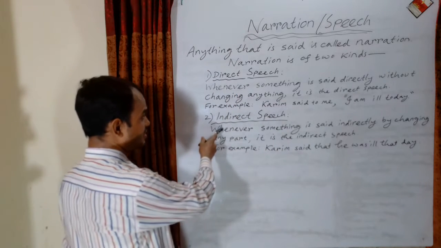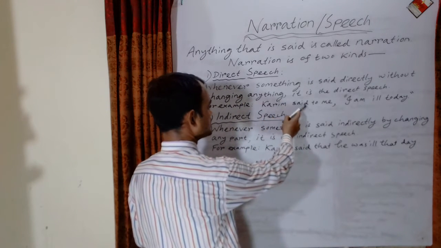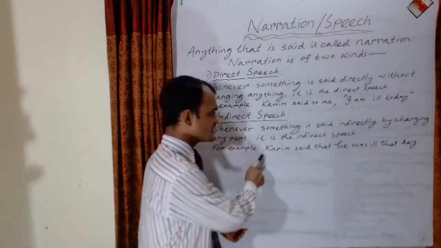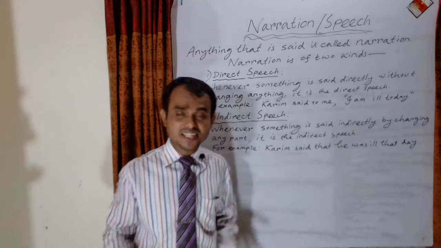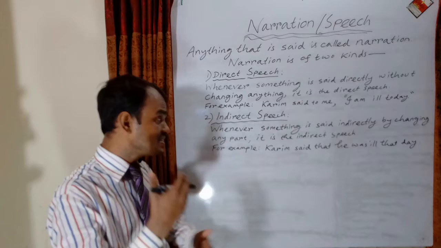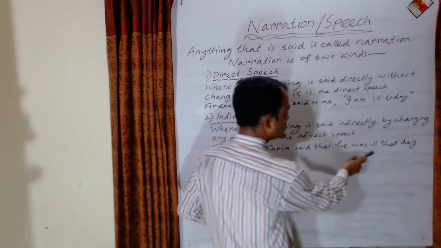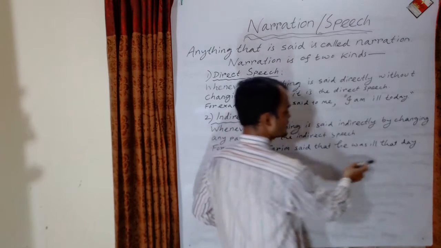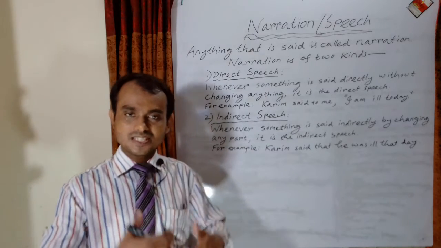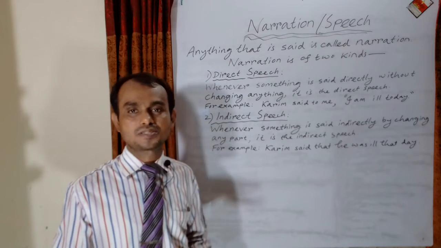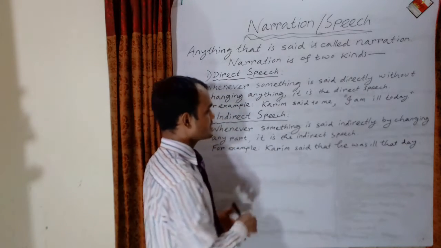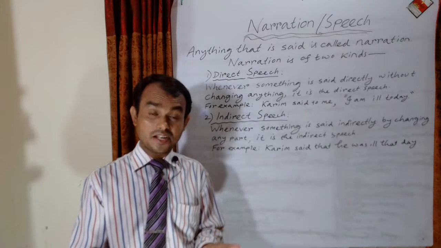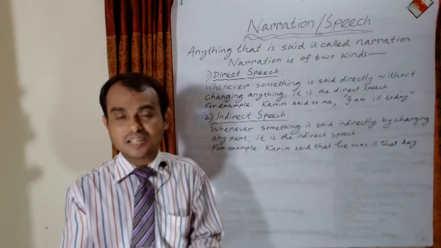Dear students, if you would like to convert this direct speech into indirect speech, what would be the sentence? Karim said that he was ill that day. This is the indirect speech. Whenever something is said indirectly by changing any part, Karim said that he was ill that day. Look at the sentence: he was ill that day. At first it was "I am ill today." Now it is "he was ill that day." The speech has been changed into indirect speech. For this reason, that is indirect speech. Direct speech will be unchanged, intact, clear, direct word. Indirect speech will be changed in something.